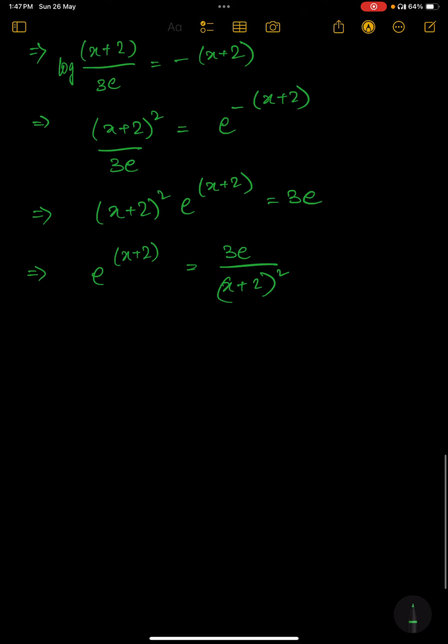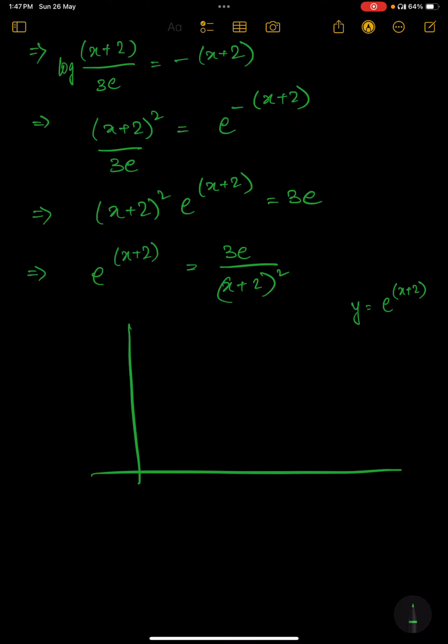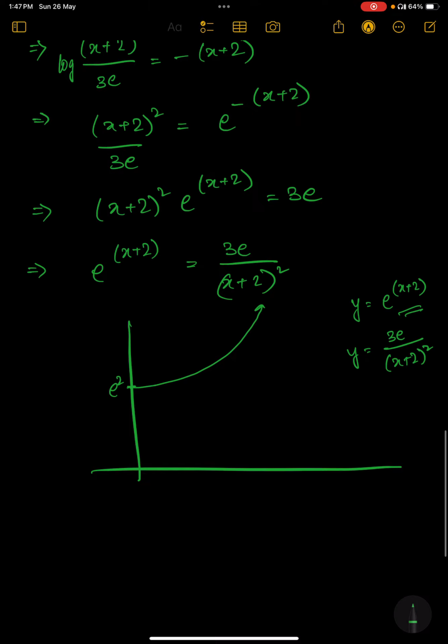So we'll take an approach here. We'll see how this graph will basically look like. If I'm given the equation y is equal to e power x plus 2, then if I put the value of x as 0, we get a point something like e power 2 over here. And as the x value increases, this graph will only go upwards, because this will always be a positive term and the graph will keep on going upwards. And in the second expression, y is equal to 3e by x plus 2 whole square, if I put the value of x is equal to 0, I will get a term 3e by 4.